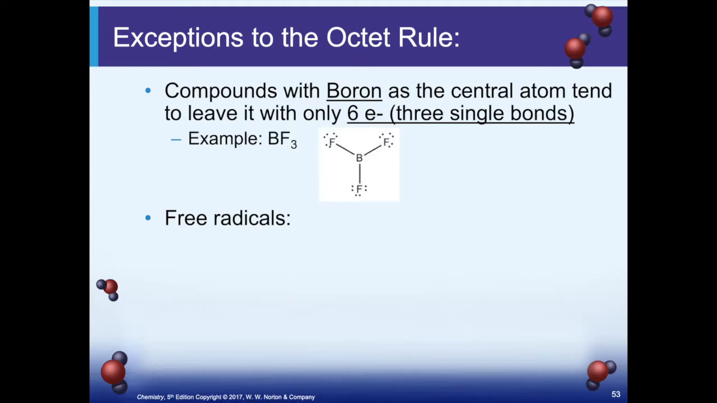So the typical example of that is a compound like boron trifluoride, right? So if you do your electron count, all these fluorines have their octet, but the boron only has 2, 4, 6 electrons, and it's happy with that.